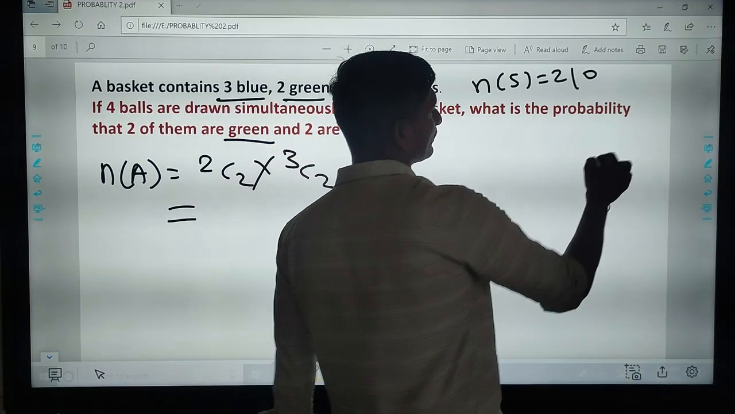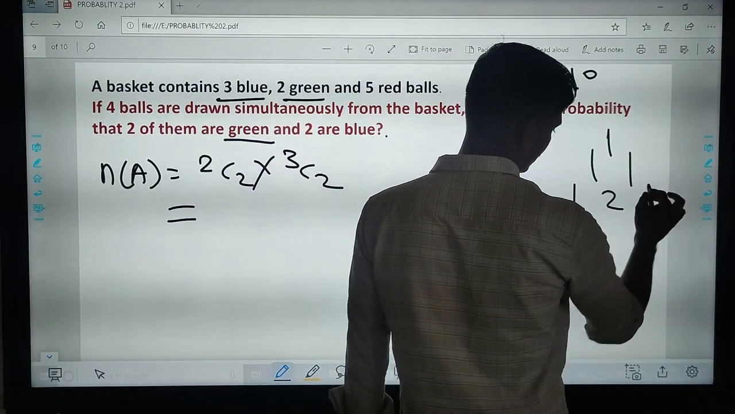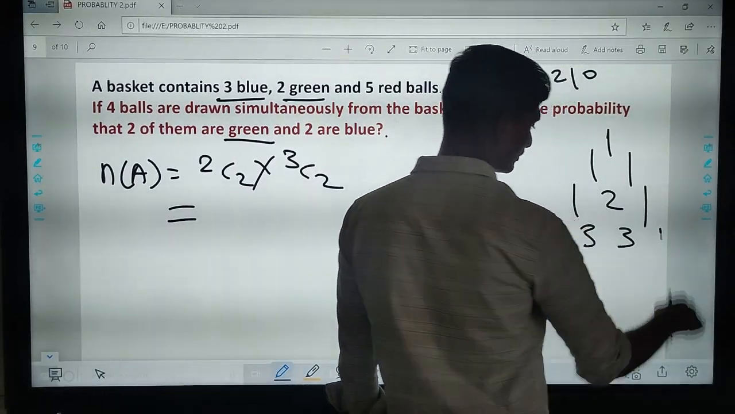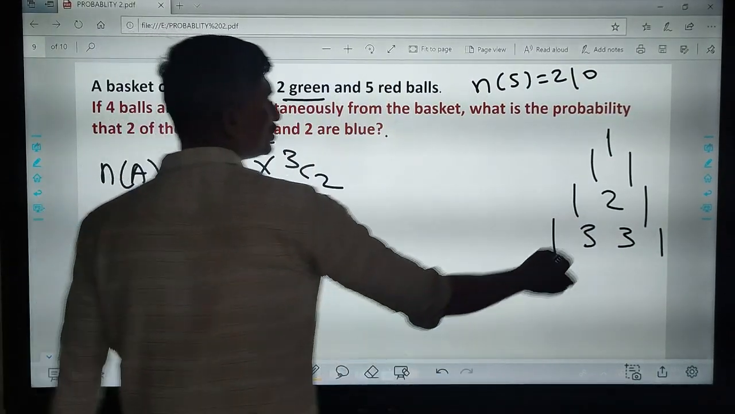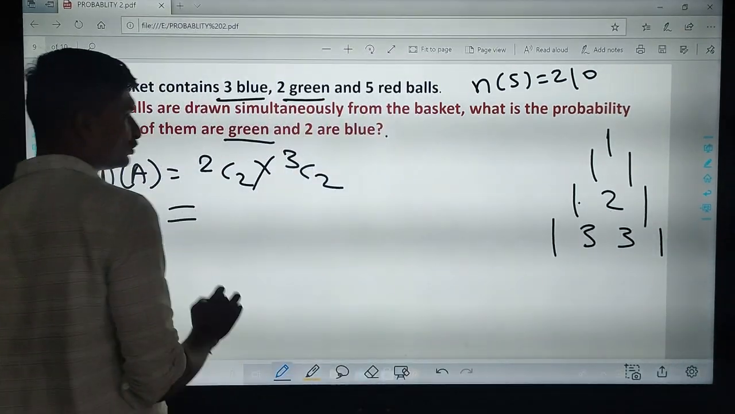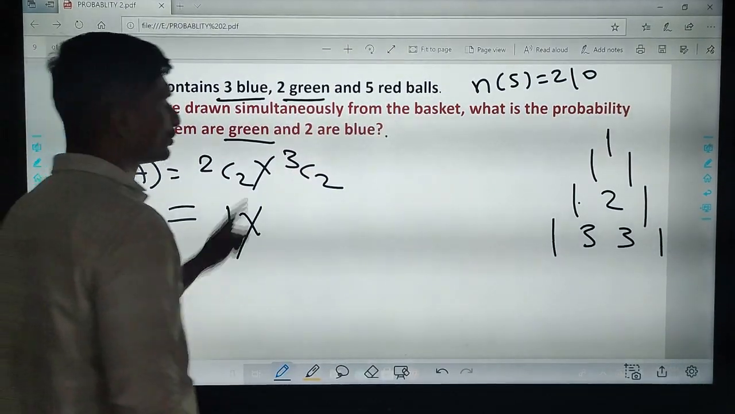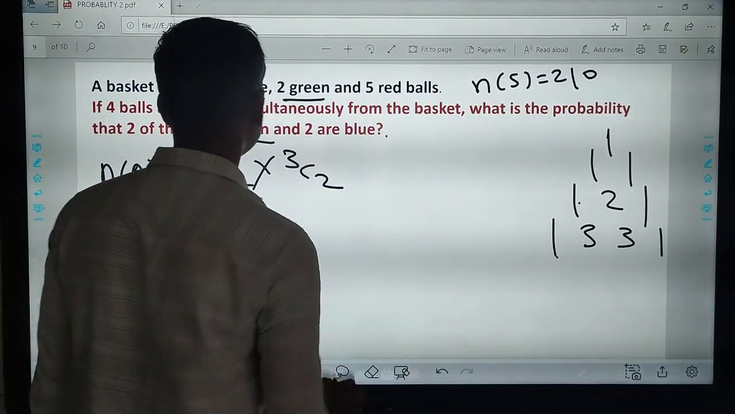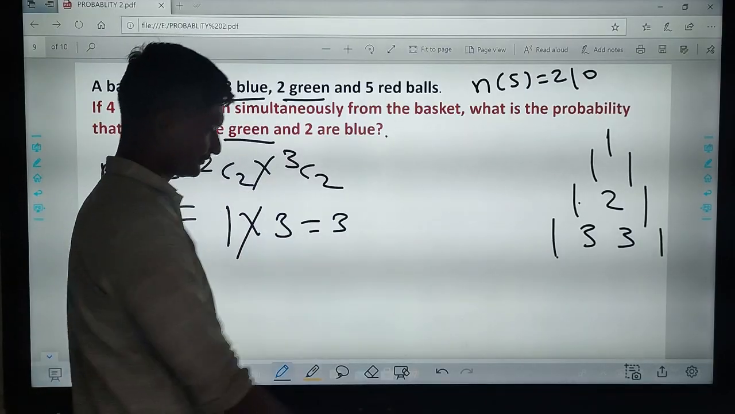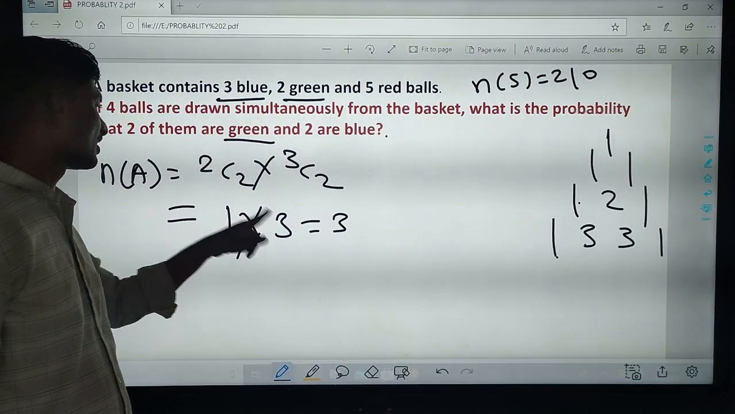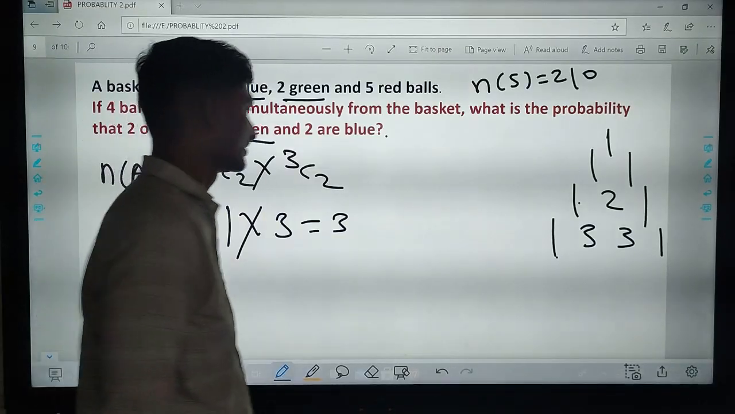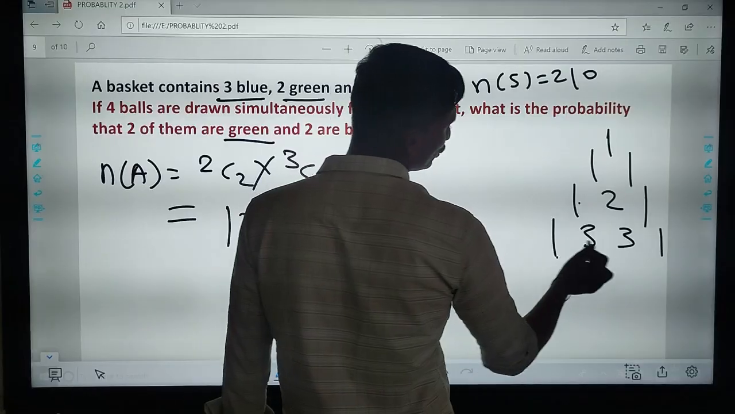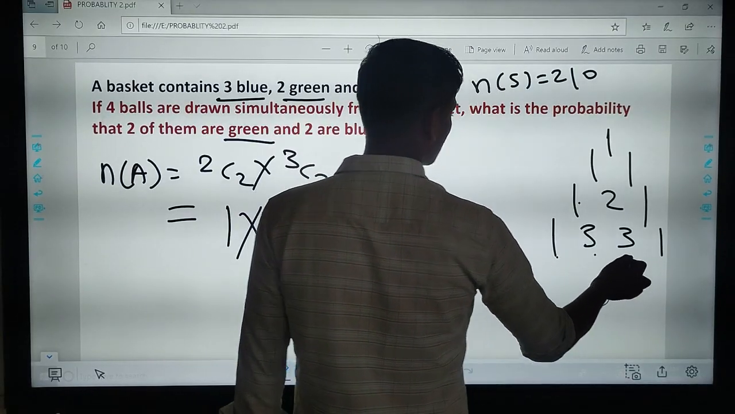Here we write 2C2 and 3C2. Here 2C0, 2C1, 2C2. 2C2 is 1. 3C0, 3C1, 3C2. 3C2 is 3. Then your n of A is equal to 3.